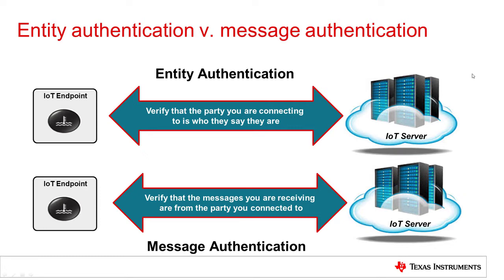So hopefully this is clear. Entity authentication is something that's done just at the start of a communication session when you validate that the party you're connecting with is who they say they were. Message authentication validates that every message in that conversation came from the party you originally connected to.